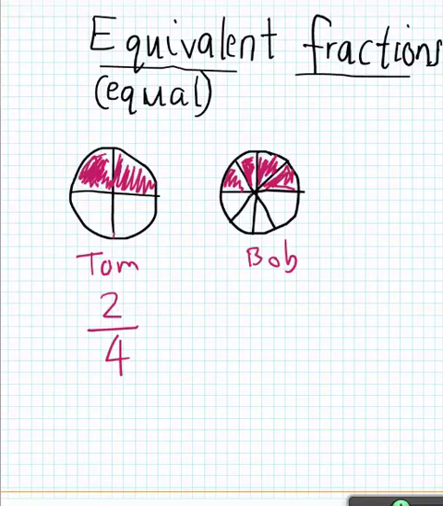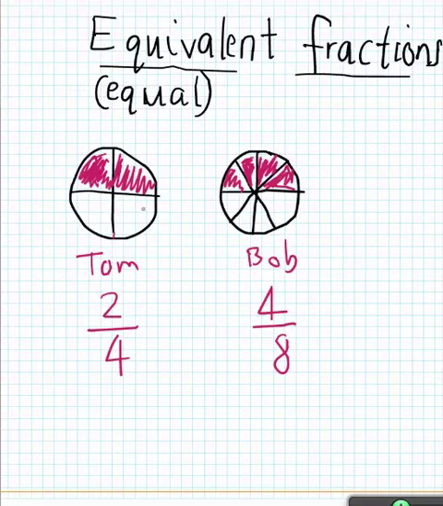And Bob, well, Bob's a bit different because he cut up his pizza into 1, 2, 3, 4, 5, 6, 7, 8 pieces. So his denominator is 8. And he ate 1, 2, 3, 4 pieces out of his 8. Now, if I asked you who ate more pizza, Tom or Bob, you can actually see visually that they have eaten the same amount. We can see they both have eaten half of their pizza.